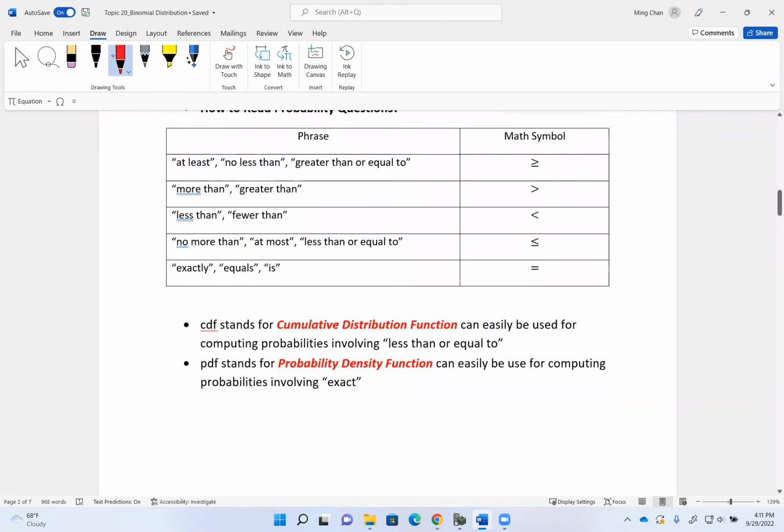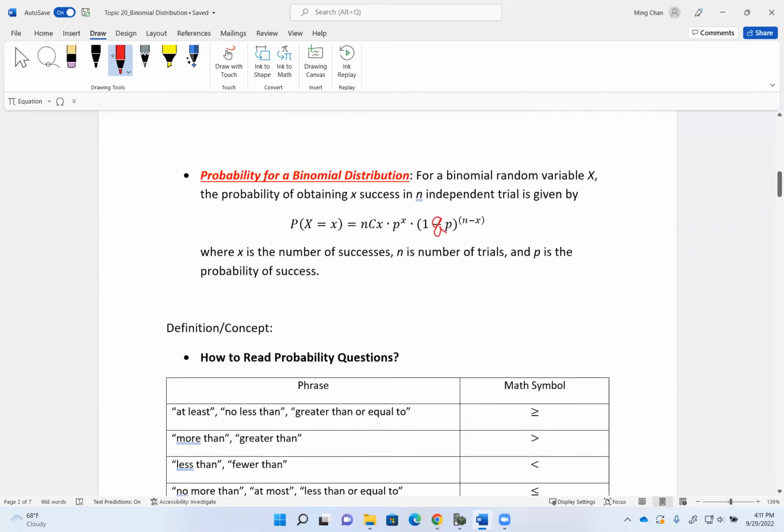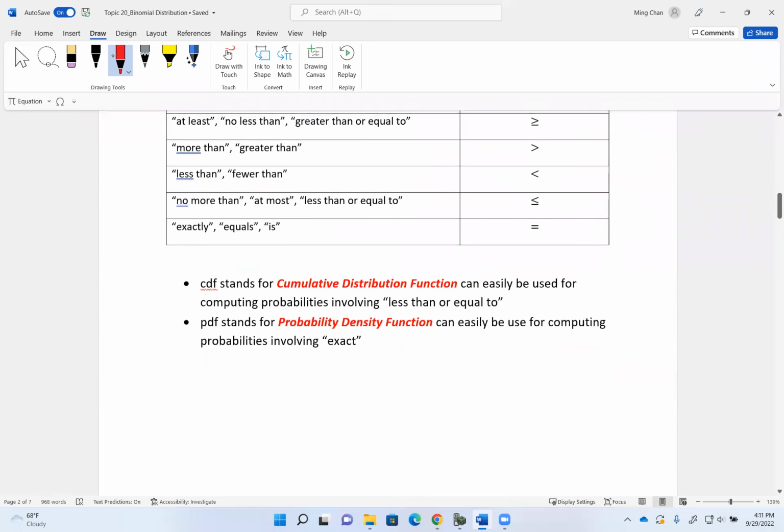Before I show you how to do this problem in the binomial distribution calculator, I want to introduce 2 concepts: CDF versus PDF. CDF stands for cumulative distribution function. It can easily be used for computing probabilities involving less than or equal to.